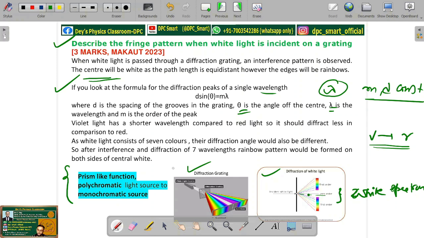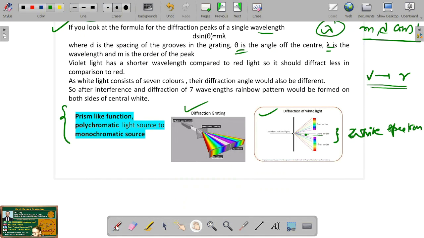This is what occurs in the fringe pattern when white light is incident on a grating. So finally, what will we get on the screen? The central point will be white, and on both sides of the central white spectrum we will get violet to red, VIBGYOR, forming. Like a prism, the white light breaks into 7 colors and they form on both sides of the central white spectrum. So this is the incident that will occur when white light passes through a grating.